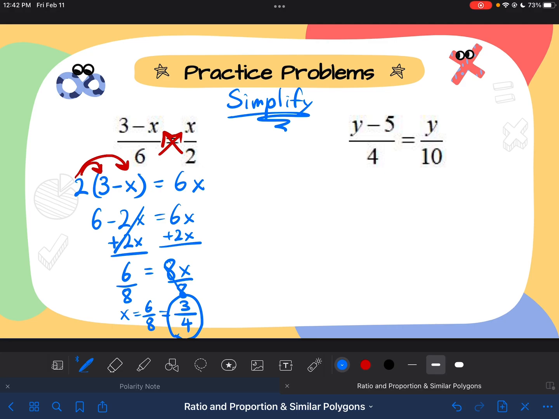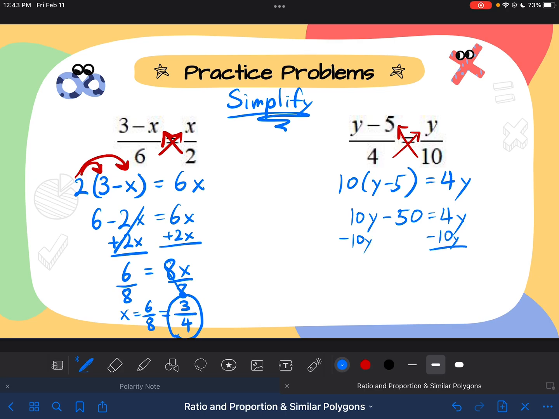Now let's go on to the next problem. The next problem is pretty much the same. You'll do the same crisscross applesauce, or cross multiplying. And this will give you 10 times y minus 5 equals 4y. It distributes, so it becomes 10y minus 50 equals 4y. And I'm just going to make sure that the 10y goes to the 4y. The order does not matter. Either way is totally fine.